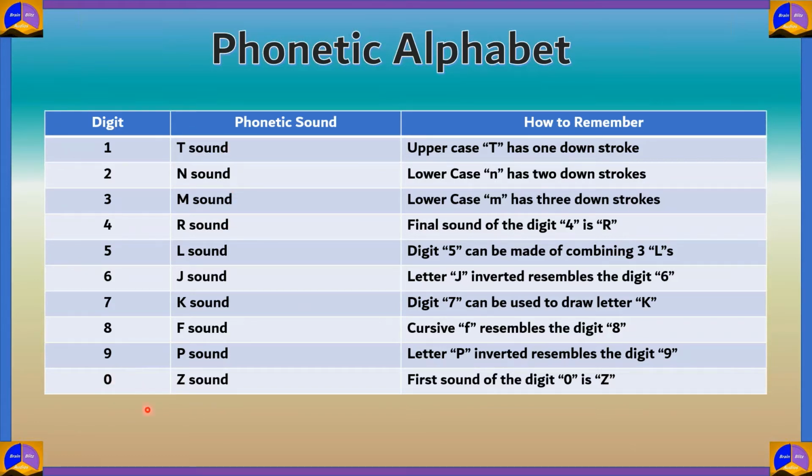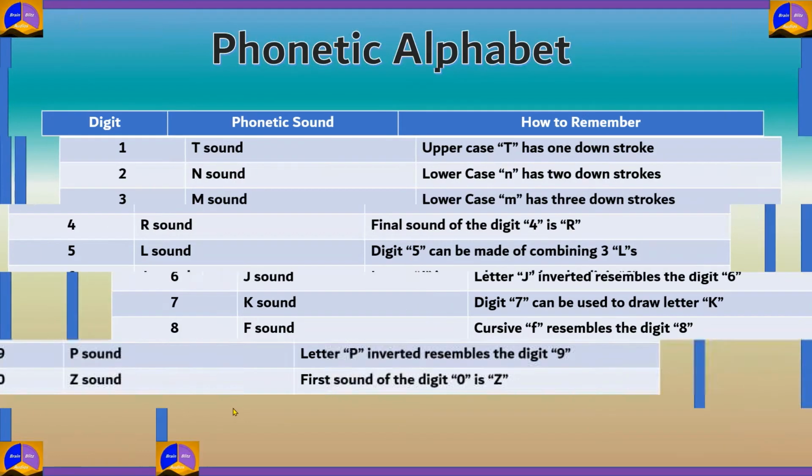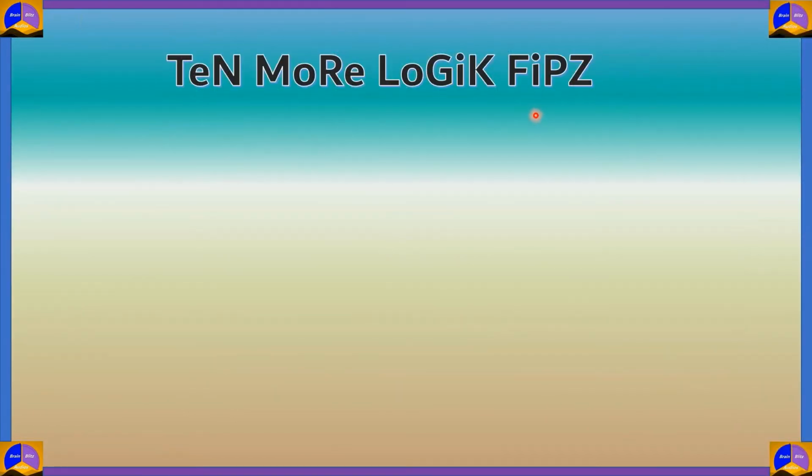Now, if you can think of it like this, then we have a mnemonic for you in order to remember these sounds in this order. So T represents 1, N represents 2, the M sound represents 3, the R sound represents 4, the L sound represents 5, the J sound represents 6, the K sound represents 7, the F sound represents 8, the P sound represents 9, and the Z sound represents 0.